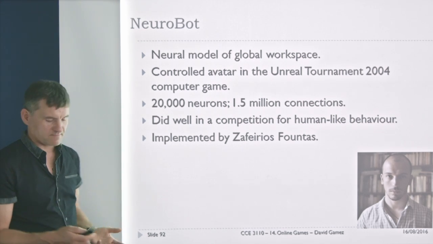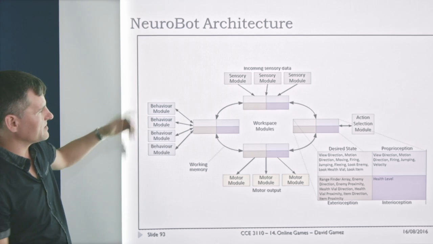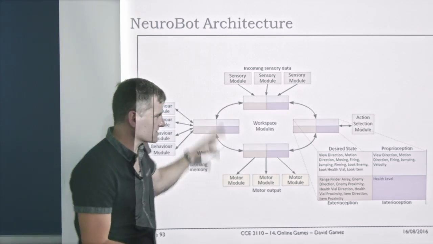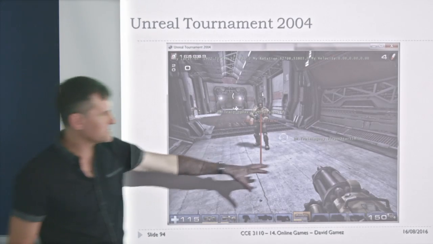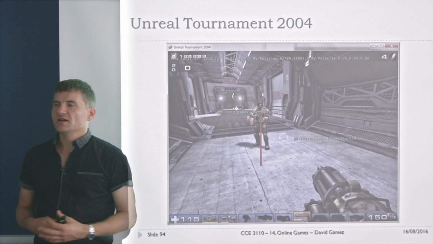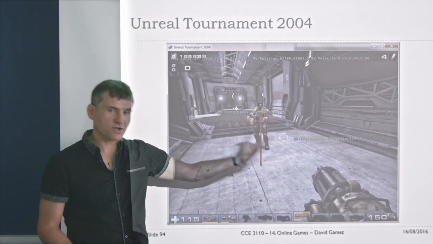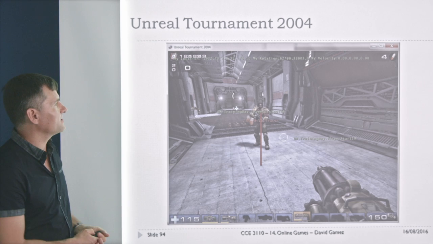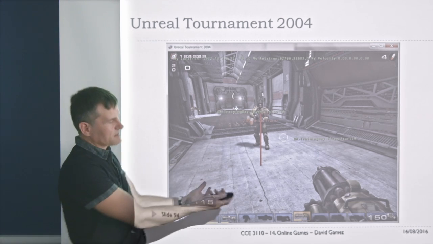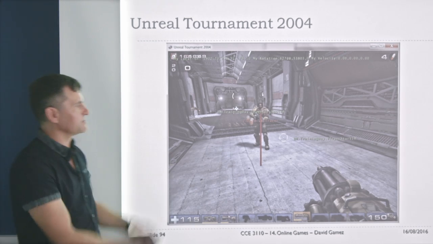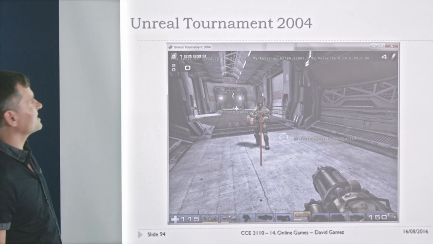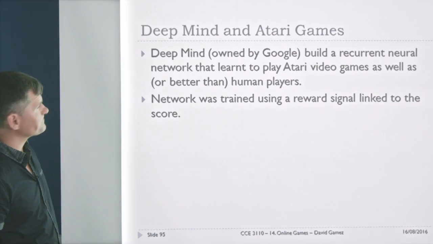So we built this overview of the architecture, this global workspace model, and this controlled the avatar. There's this competition where people make a judgment about whether this avatar is behaving in a human-like way or a non-human-like way. It's a bit like a Turing test you might have heard of. So we used this architecture to control this avatar and competed in this competition, and we did all right. We came second. We probably could have done a little bit better.